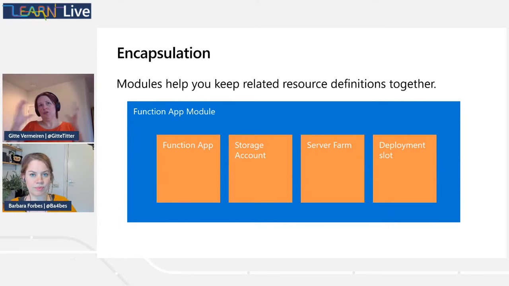Now, all those resources belong together. What you can do for people in your organization when they need to deploy a function app is provide them with a module that encapsulates all those four resources together, so they have everything ready to deploy. The advantage is that whoever needs to deploy the function app doesn't need to know the full details. They just need to know, okay, I want a function app, and that's the name, and the module just deploys it, which is so much easier in its use.